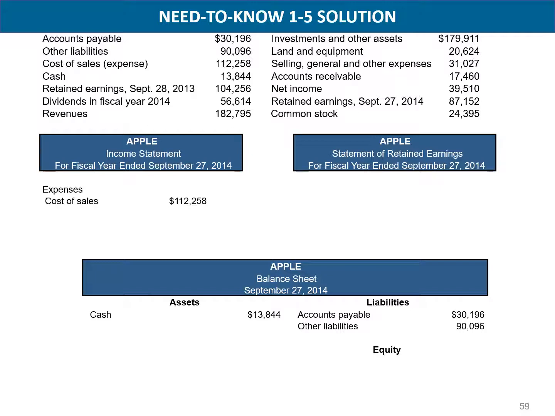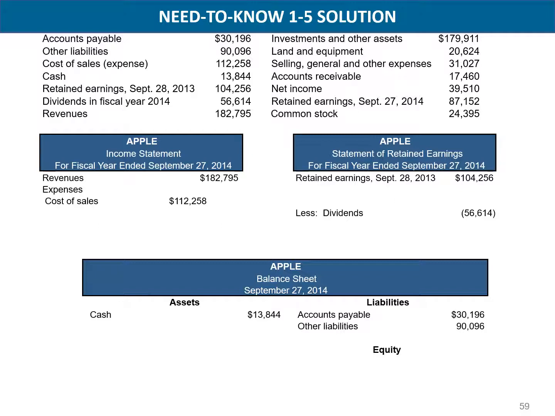So their fiscal year end is September 27th. So that's the beginning balance of retained earnings there. So that goes on our statement of retained earnings. Then we have dividends that they paid during the fiscal year 2014. Dividends belong on our statement of retained earnings. We're going to subtract those, so $56,614. Then we have revenues. Those belong on our income statement for $182,795.